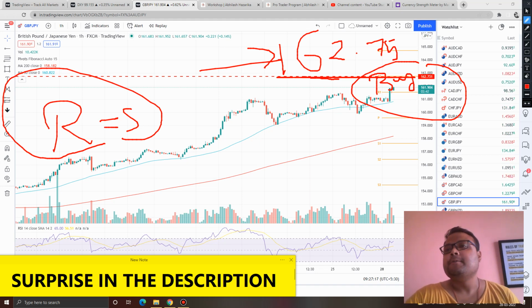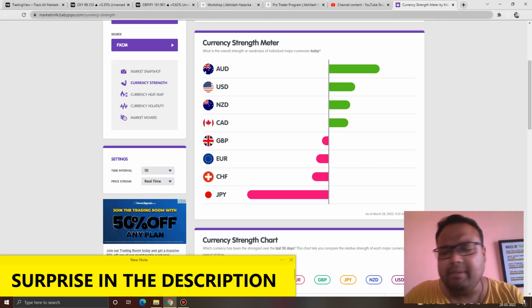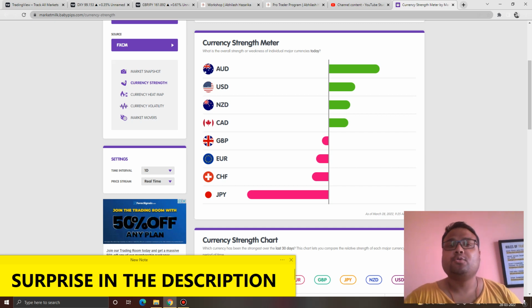Anyways, keep in touch with the currency strength meter. You will find many currency strength meters online. I'm using this one, Babypips, because I like the color combination. I'm not promoting anything. You can also use it.